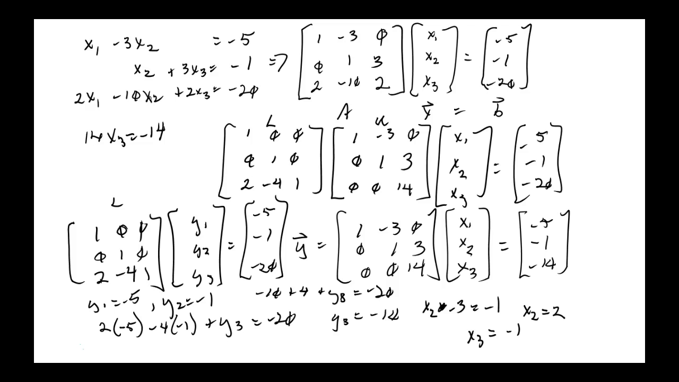Now the first equation would give you that x1, 1 times x1 is x1, minus 3 times x2, but x2 was 2, so that's minus 6, right? Plus 0 is equal to minus 5. So what's your x1? One. There it is: 1, 2, negative 1. That's your solution. And sure enough, that's it.